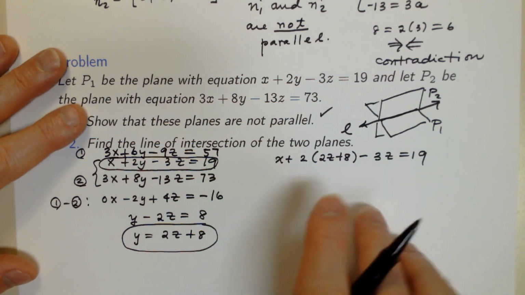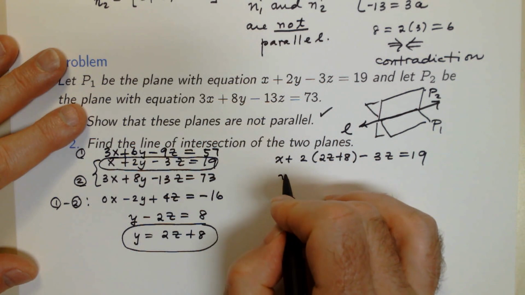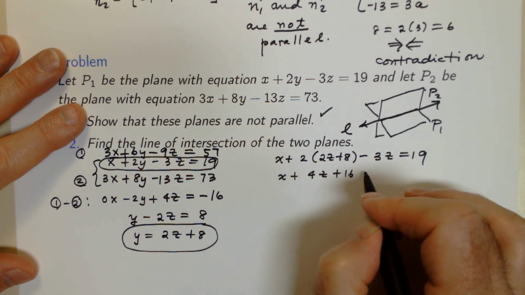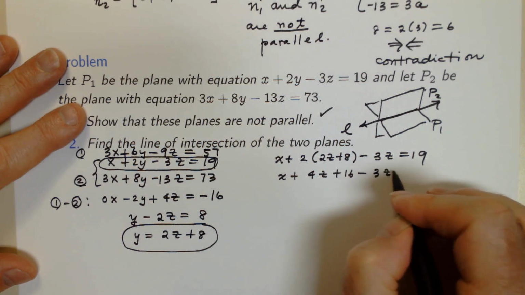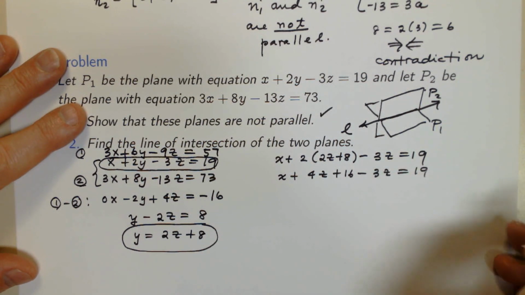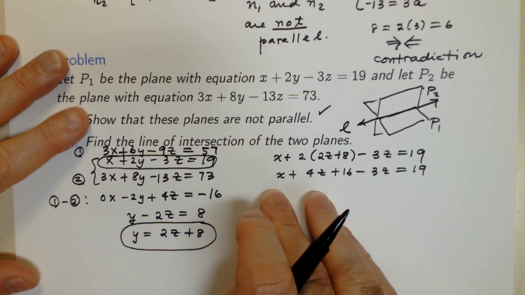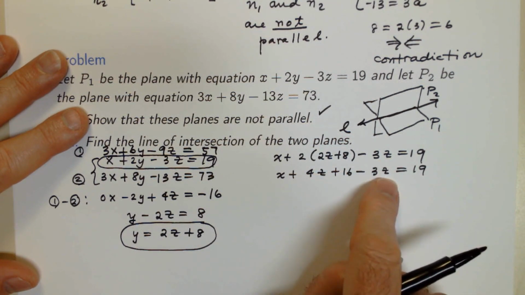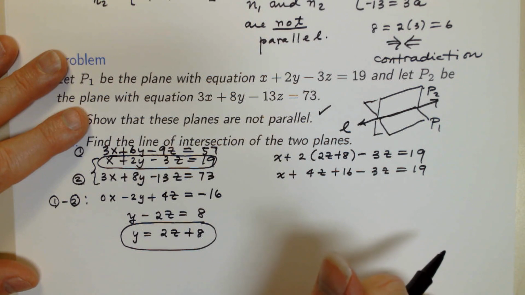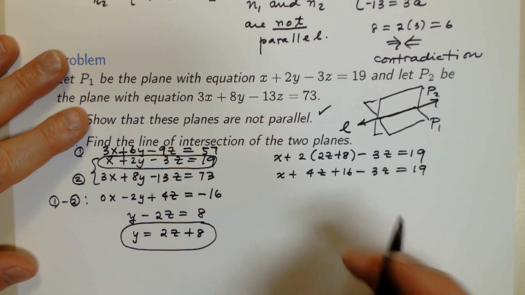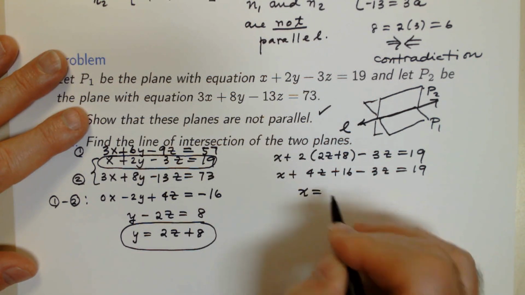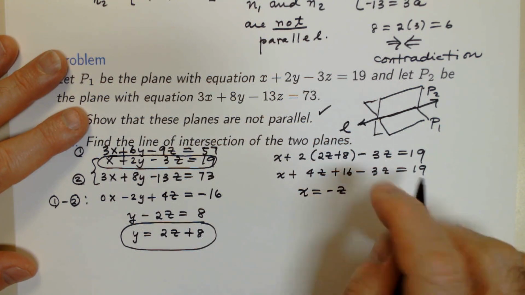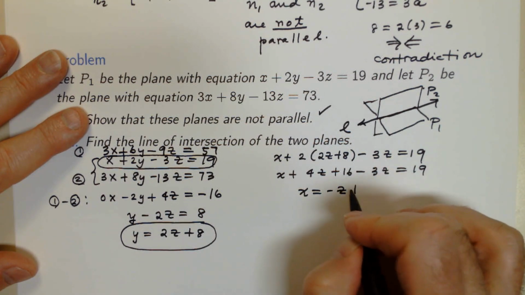Okay, now let's keep going. x plus 4z plus 16 minus 3z equals 19. Now let's get x by itself. We can bring the 16 over. I can write 4z minus 3z as z, and I can bring that over. And so x is going to equal, it's z on this side, so minus z plus 3.